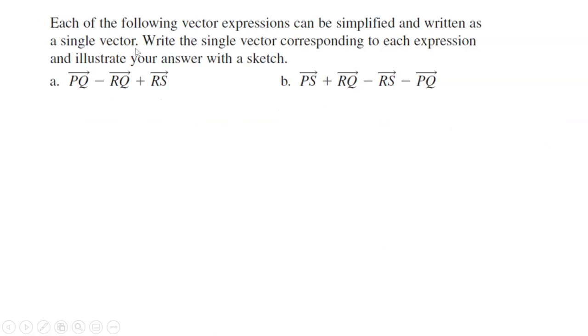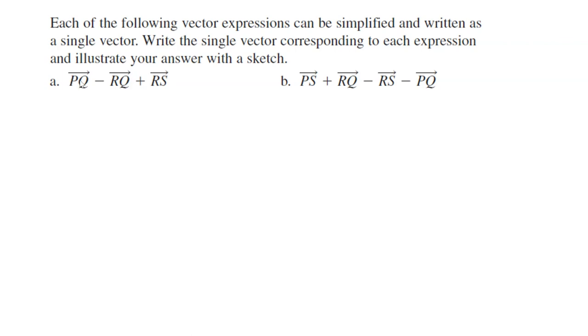All right, this one is going to be easier, I think. I want you to look at when we add. It says each of the following vector expressions can be simplified and written as a single vector. Write the single vector corresponding to each expression and illustrate your answer with a sketch. We'll pass on the sketch part, but is there a way for us to come up with a single vector to represent the sum or difference of these vectors?